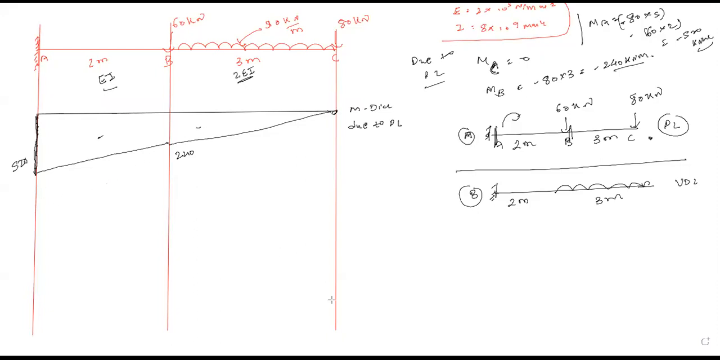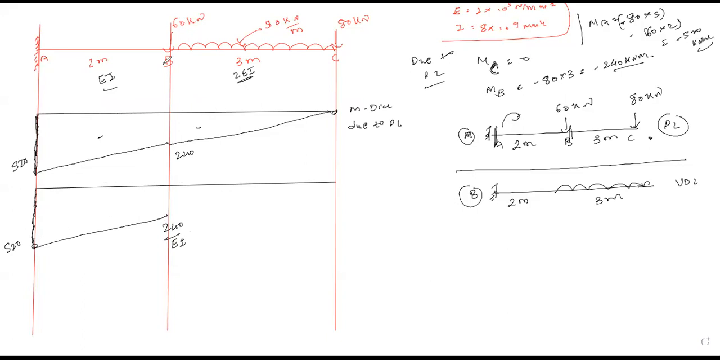Let me draw the M by EI diagram. In between A to B, your EI is constant. So at point A, your initial value is 520. Let's shift to point B. On the left side, your EI equals EI. That's why, again, your value is 240 by EI.